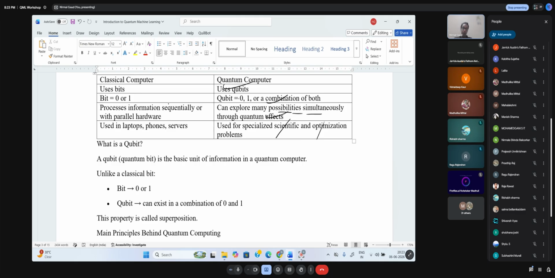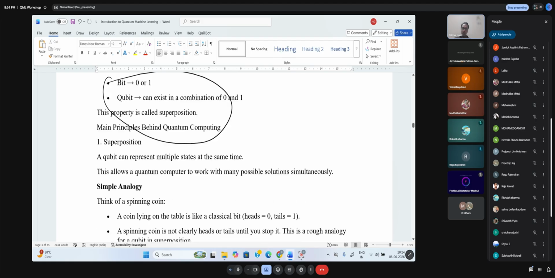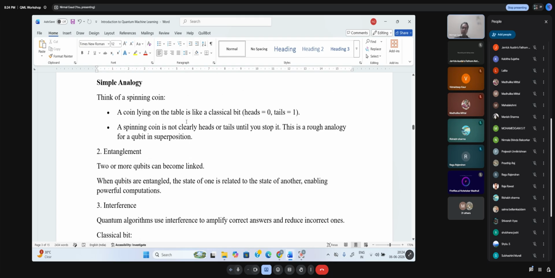While classical computers, this machine, the CPU, work on 0 and 1. This CPU machine doesn't work on a superposition of bits. That's not happening. In quantum machines, there will be superposition. So the qubit is this, what I told. Its fundamental quantum property is called superposition. A qubit represents multiple states. And the simple analogy I have already told you: a spinning coin is not clearly head or tail until it stops.